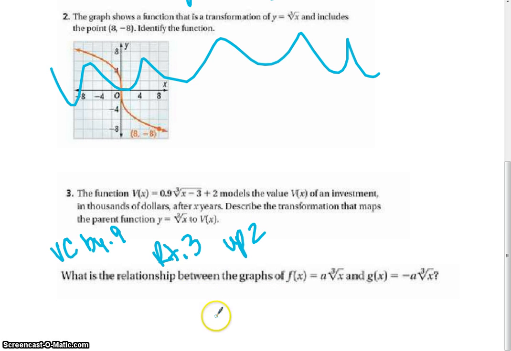So then they ask it a little differently. What is the relationship between a cube root of x and negative a cube root of x? Well, you've got to realize that this one is going to flip over x. Going to the next page.